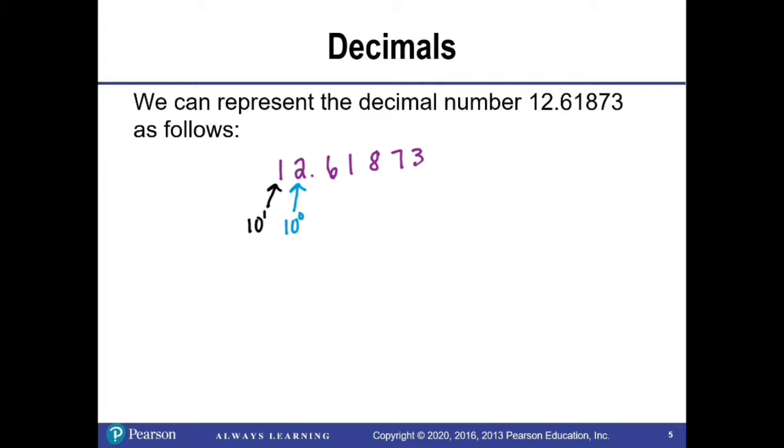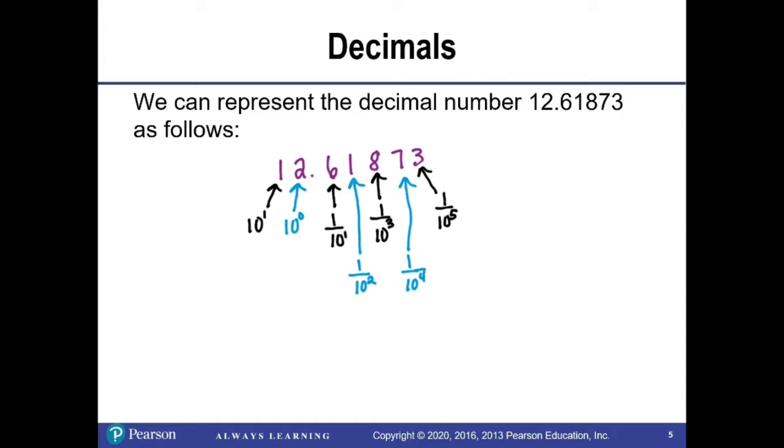The 6 is in what we call the tenths place. So this would be 1 over 10, or 10 to the first. The 1 is in the hundredths place. So that would be 1 over 100, or 1 over 10 squared. The 8 is in the thousandths place, 1 over 10 cubed. The 7 is in the 10,000ths place, 1 over 10 to the fourth. And the 3 is in the 100,000ths place, 1 over 10 to the fifth.